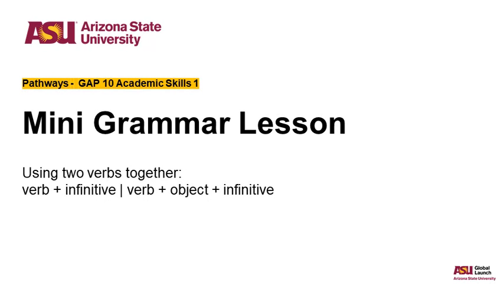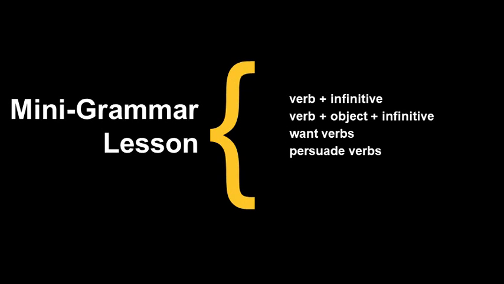Welcome to this mini grammar lesson on using two verbs together, following the patterns of verb plus infinitive and verb plus object plus infinitive. In this lesson, you'll explore two grammatical patterns, verb plus infinitive and verb plus object plus infinitive. You'll learn about two groups of verbs that use these patterns. Then you'll be ready to practice using these structures in your classes and everyday life.